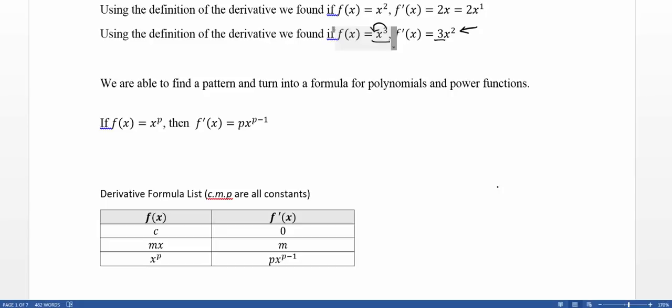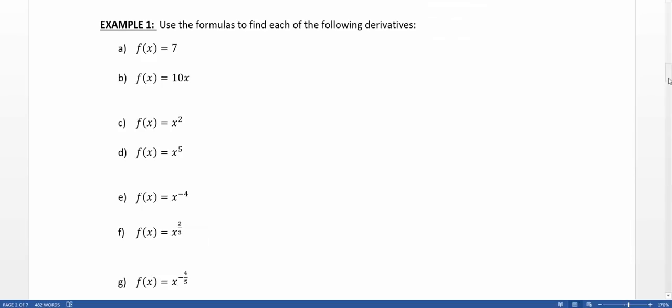So here we have a constant, the derivative is 0. If we have a constant times x, the derivative is just that constant. And if we have x raised to some power that we're calling p, then the derivative is px to the p minus 1. So we're going to be adding to this formula list for the rest of this chapter, but we're going to start with these 3 formulas and we're going to practice finding derivatives using these formulas. Remember, c, m, and p all represent constants here, and x is our variable.